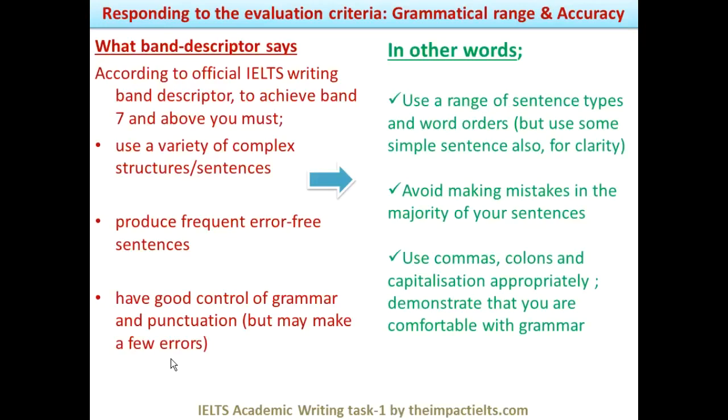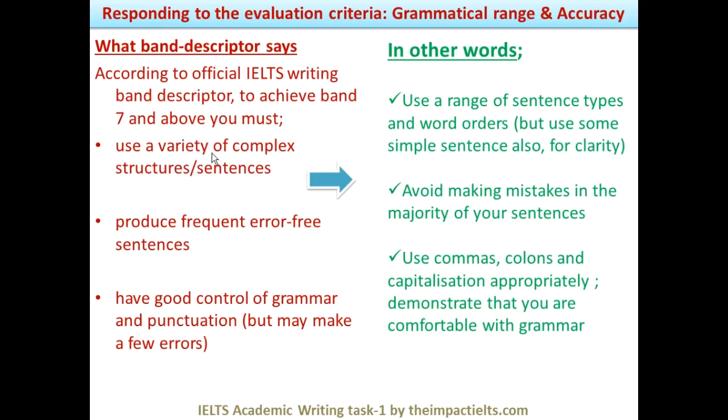Hello again. In this video, I'm going to discuss the last evaluation criteria, which is grammatical range and accuracy. And as the criteria itself manifests, it requires the range of grammatical devices to be used with accuracy, right? So let's try to see what exactly the official band descriptor says.